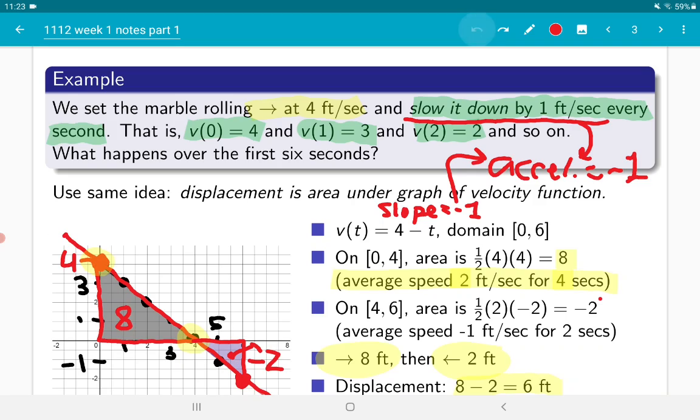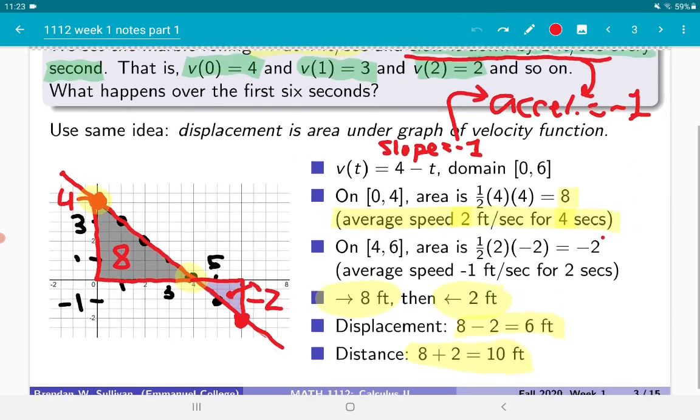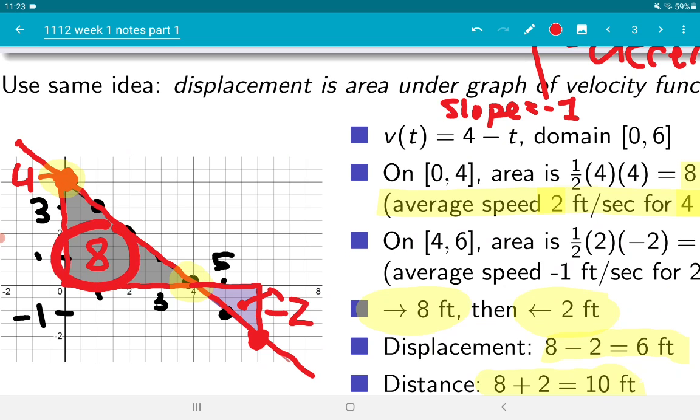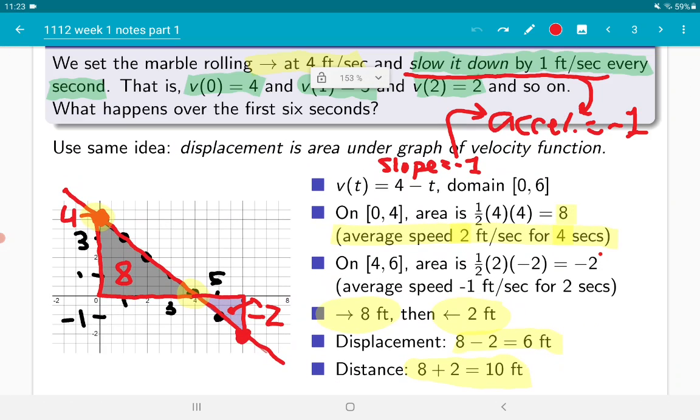And so then we looked at those two triangular areas, and we found their areas to be 8 positive above the axis and 2 negative below the axis. And so that told us that over these first 6 seconds of travel, the marble moved a total distance of 10 feet, but a net displacement of 6 feet. So in other words, it's like it moved 8 feet to the right, and then it came backwards 2 feet. So it ended up 6 feet away from where it started, but it traveled 10 feet in doing so.